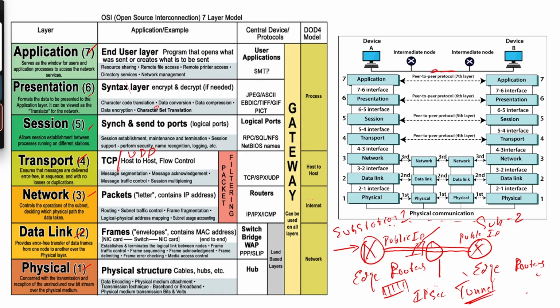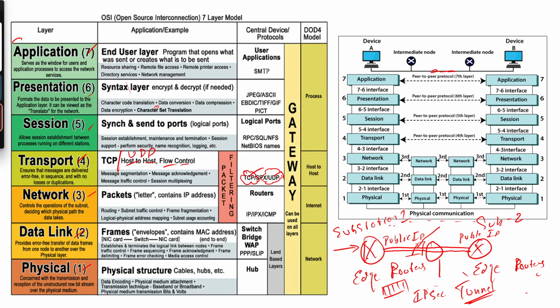This is what layer 4 does, the host-to-host flow control, right? And we have TCP and UDP. TCP is very reliable because even if the connection fails, the system will re-establish the communication. And with UDP, if some packets drop, it will not try to regain that packet, right? So this is all about the transport layer.